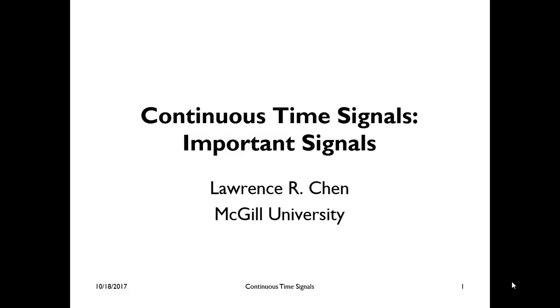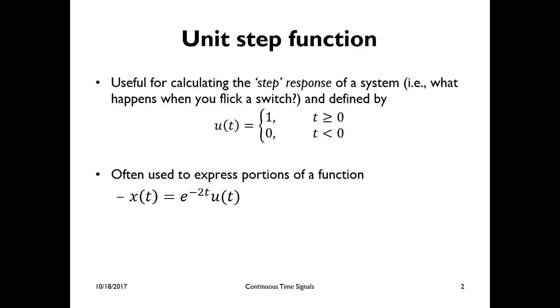Hello, in this video we're going to take a look at a few important continuous time signals. The first signal is the unit step function denoted u of t and is defined to be equal to 1 for positive time t. So a simple sketch of u of t would look like the following, and this is amplitude 1.